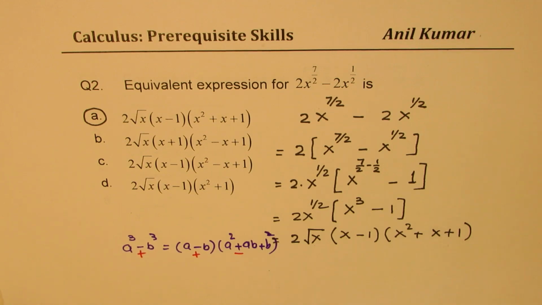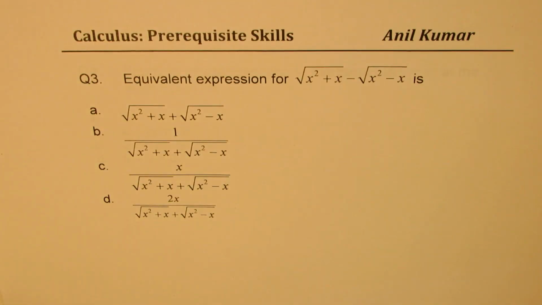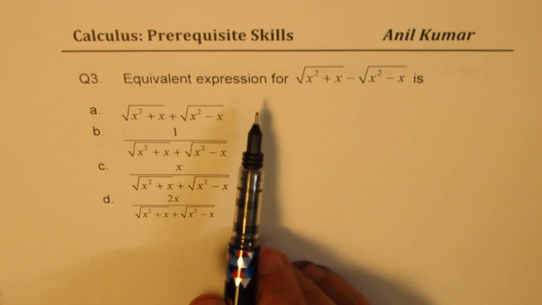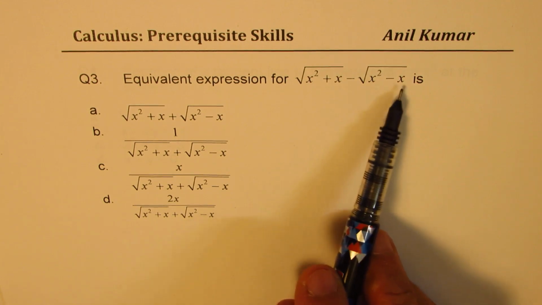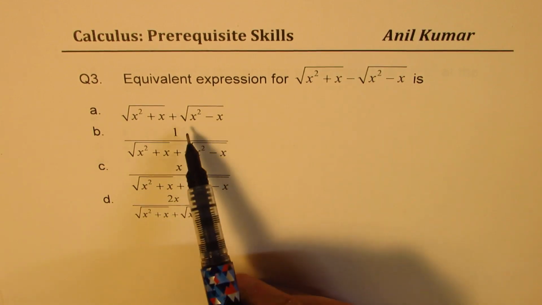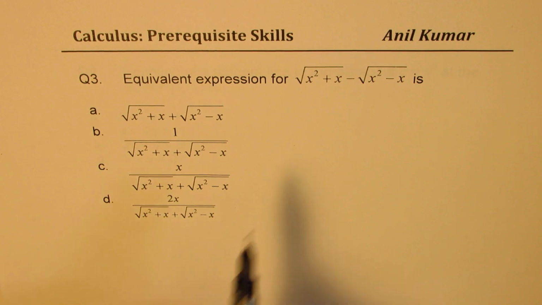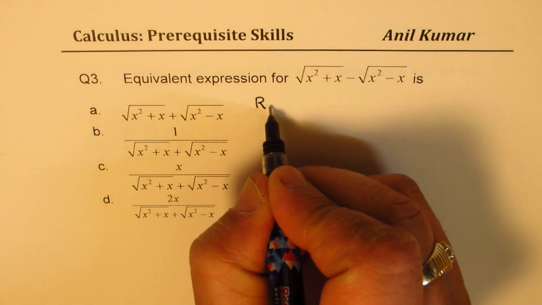Now let's take the next question, which is question number 3. We need to find the equivalent expression for square root of x squared plus x minus square root of x squared minus x. So those are the choices. We actually rationalize the numerator here.